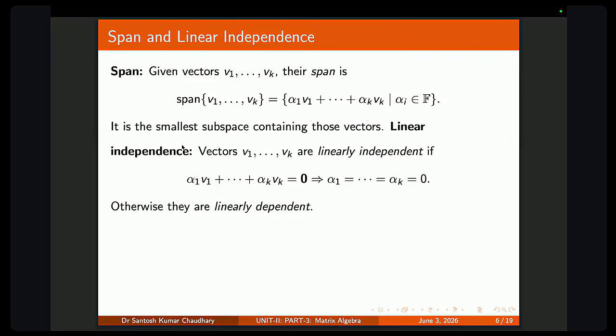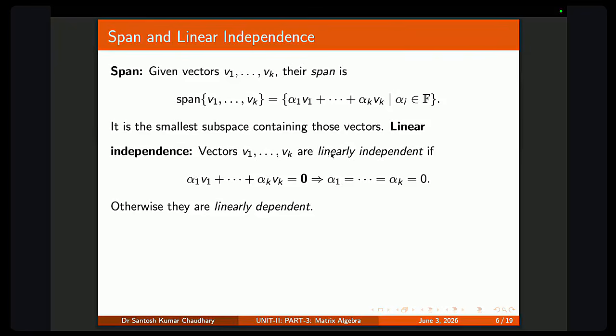Then the term is linear independence. So how to define linear independence? Vectors v1, v2, vk are said to be linearly independent vectors. These v1, v2, vk are all elements of the vector space. They are said to be linearly independent if and only if. So all definitions are if and only if. Even if it is written as just if, it is if and only if.